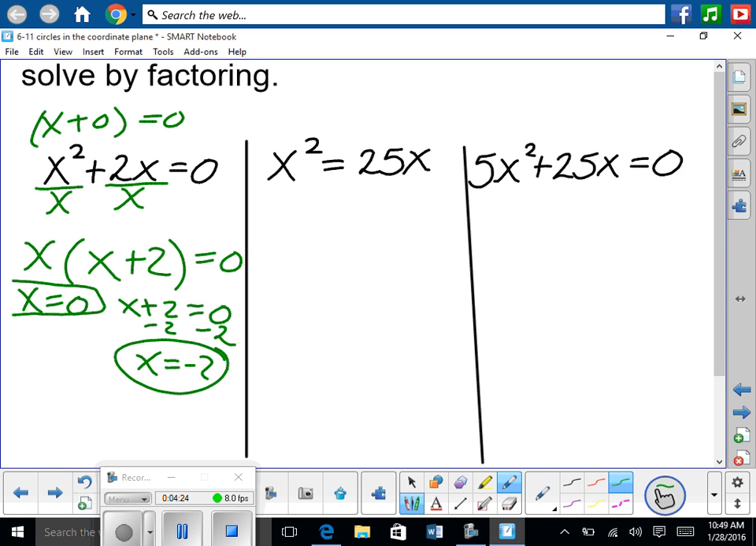Yeah. Okay, next one. So we have x squared is equal to 25x. First of all, before we can even solve, we have to get it set equal to 0. So I subtract 25x. So we have x squared minus 25x is equal to 0, right?